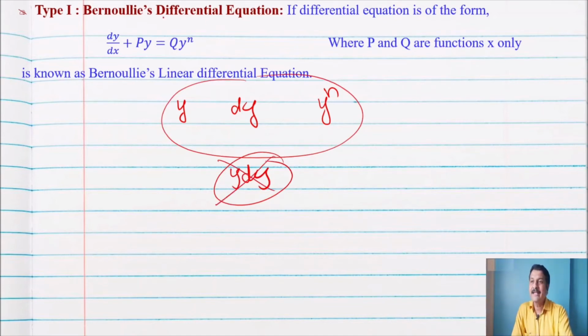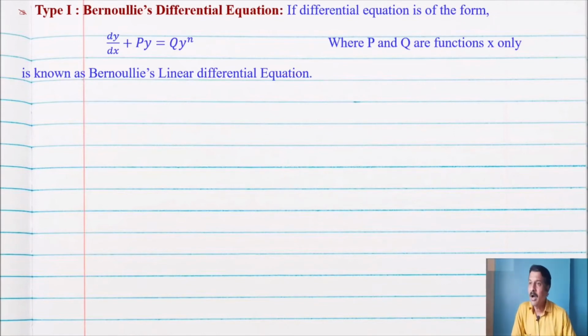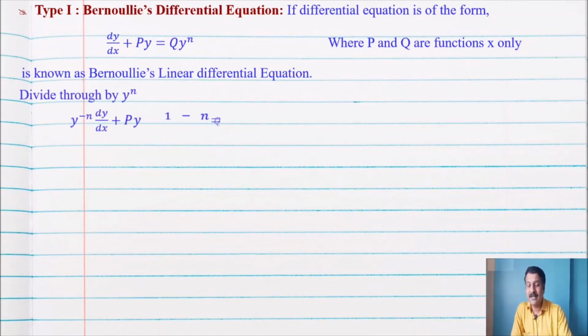So then it is a Bernoulli's linear differential equation. Now how to solve this Bernoulli's linear differential equation? Note that here, what is the additional thing? Here y raised to n. So divide throughout by y raised to n.